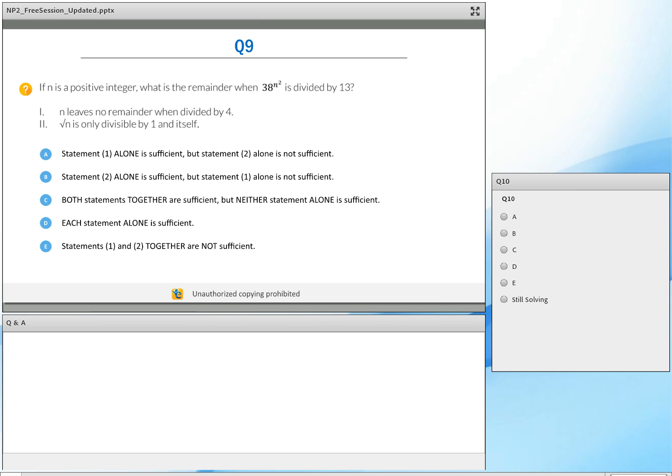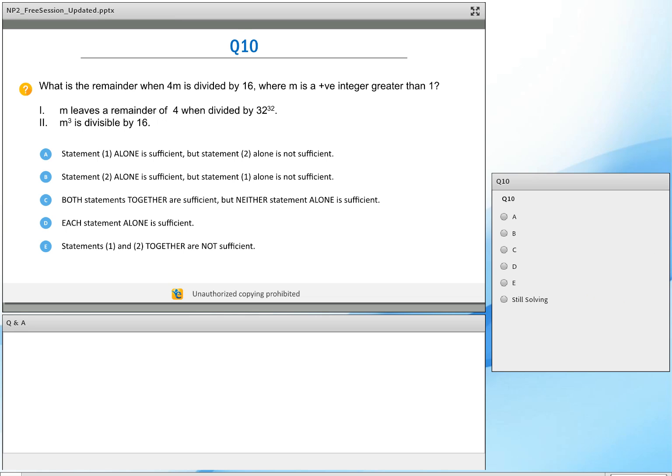And let's select still solving. Again, let's get 40 people to stay still solving. All right, we have 42 people who said still solving. And here is your question.